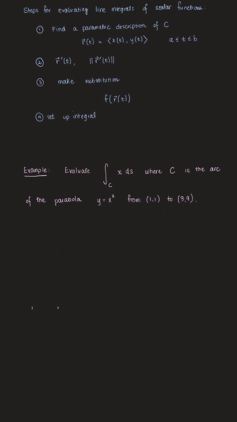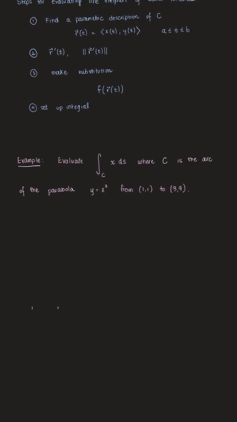Suppose that we are trying to find the line integral over a curve of our surface x ds, where C is the arc of a parabola y equals x squared from the point (1, 1) to (3, 9). Okay, so the first thing we need to do is parameterize our curve, right? The idea here is that we have some surface and we are integrating that surface over a parabola on the xy plane. So our curve looks like this.